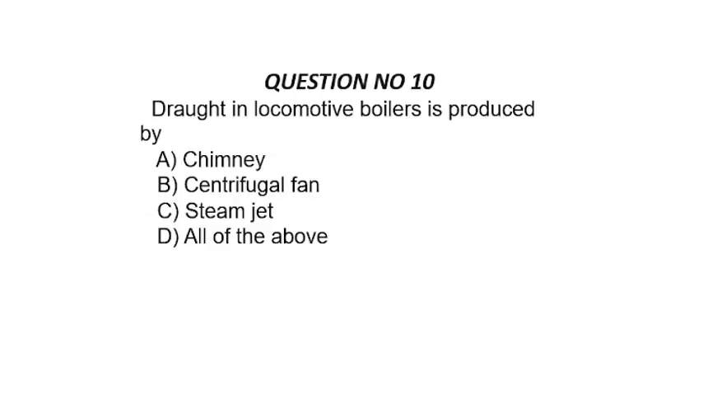Question number 10. Draft in locomotive boilers is produced by. So draft is produced by steam jet in boilers. Option C is correct.